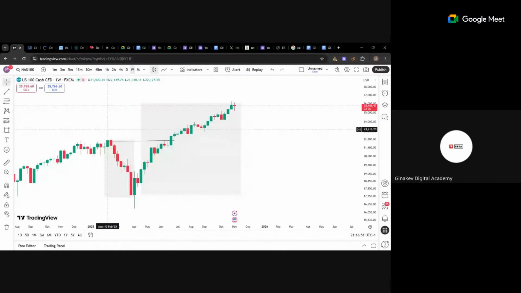Sorry, I was just tidying something up. So we said this buyer structure was able to break this seller structure at this point. And since then it's been going up. Why? Because the power has changed.